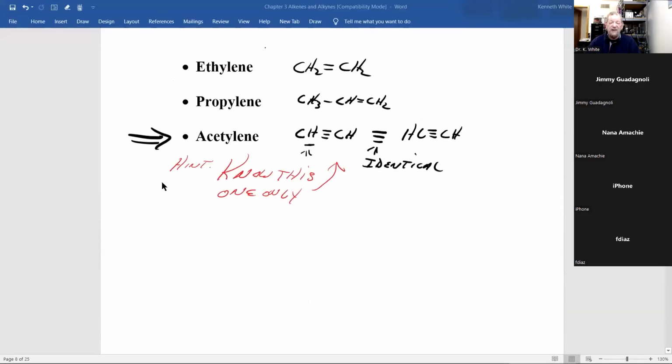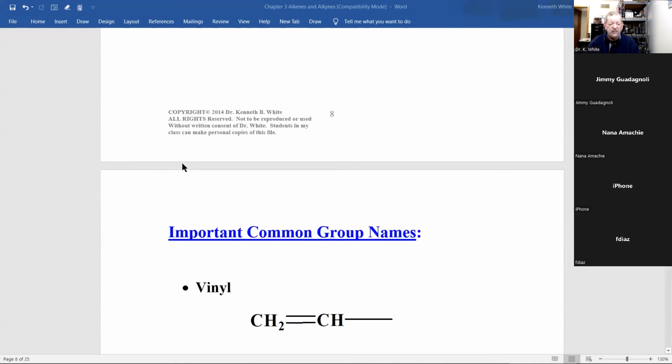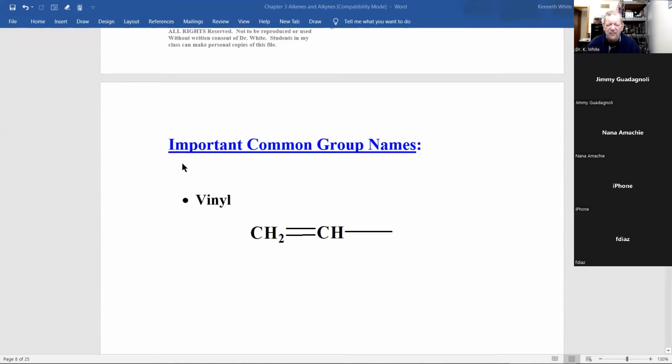All right, let's repeat this again. Hint, you should know the structure of acetylene. You don't need ethylene or propylene, but you should know the structure of acetylene. All right, switches off. Another important name is a substituent, two carbons in a double bond attached to something. And that's called a vinyl group.